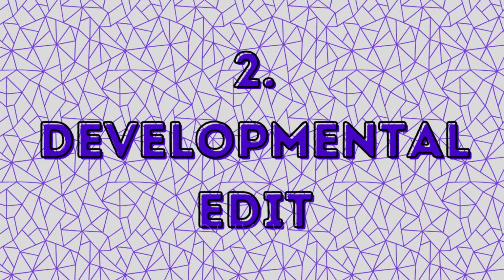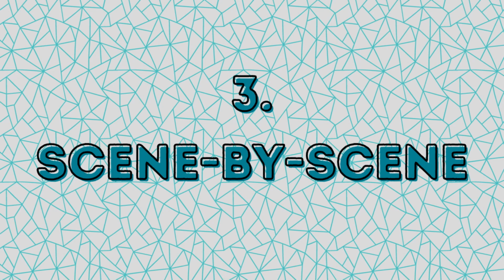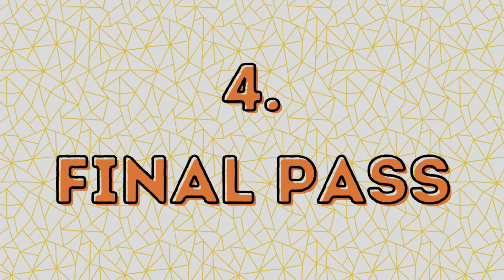So let's jump into these steps for how to edit your novel. I'm gonna give you a quick overview first. Step 1, take a break. Step 2, do a developmental edit. Step 3, edit scene by scene. And step 4, do one last pass. Let's get into step 1, taking a break from your story.